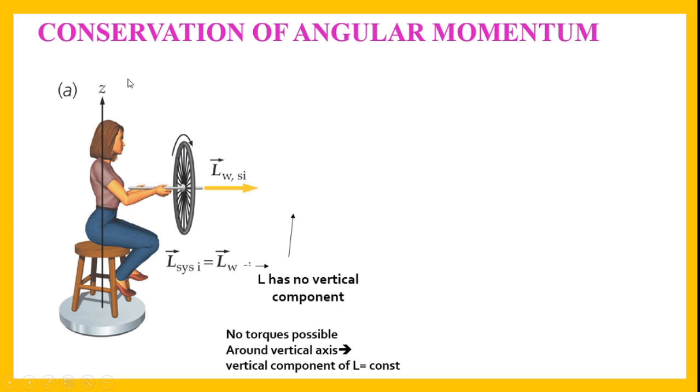Now the spinning wheel, we will see the conservation of angular momentum in the case of a spinning wheel. Here one girl is spinning a wheel while sitting on a chair. Now if you see, LW and LS, angular momentum of wheel and angular momentum of system, both are in the same direction. So L has no vertical component.